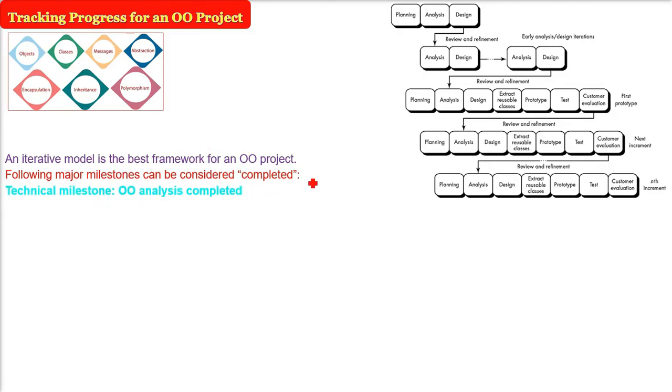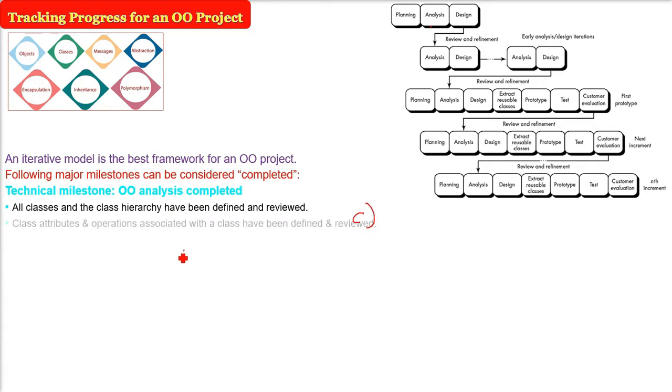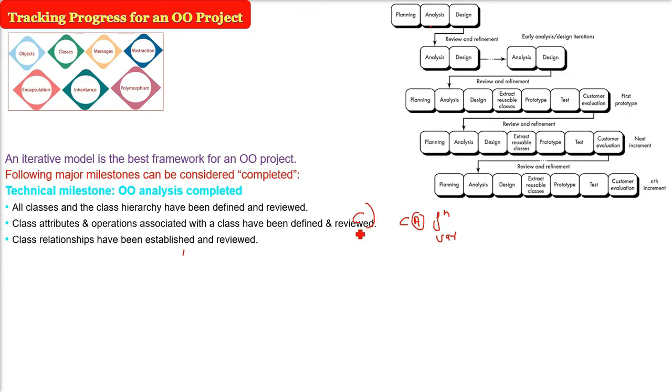So the technical milestone can be object-oriented analysis completed. That is the analysis part. So here the classes which we are going to employ and all the class hierarchy, we would have been defining and reviewing. The attributes and operations of each class have been defined and are being reviewed. Then the class relationships, what relationships the classes have, hierarchy, etc., have been established and reviewed also.